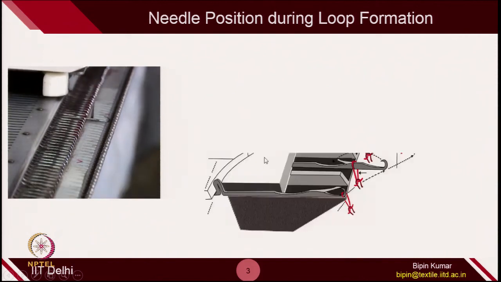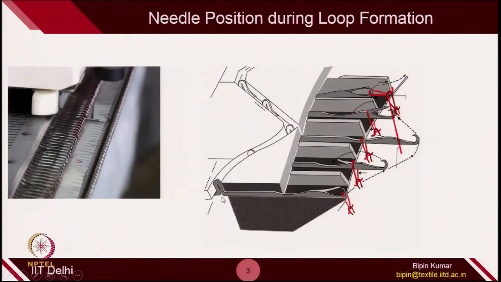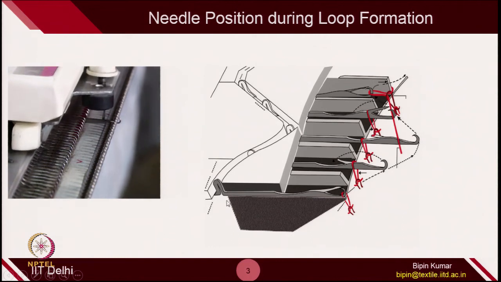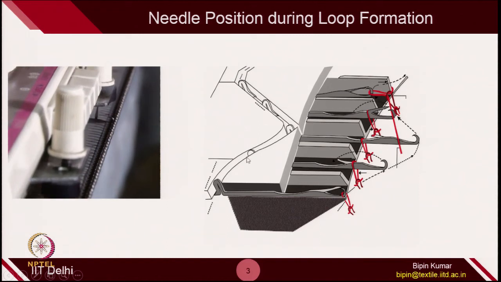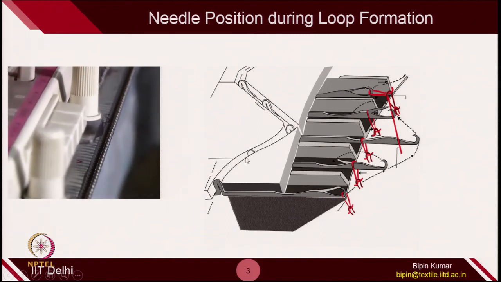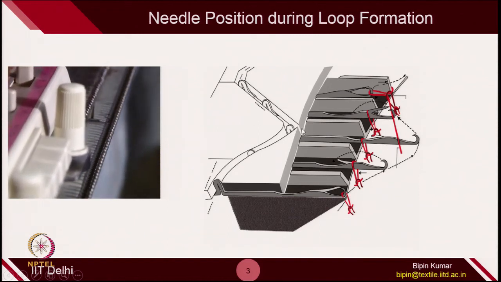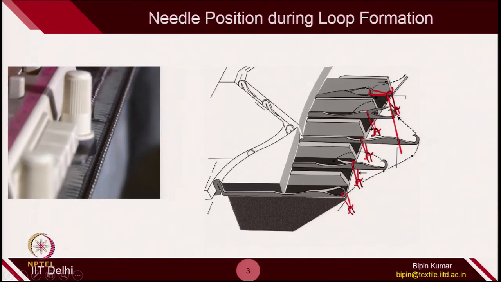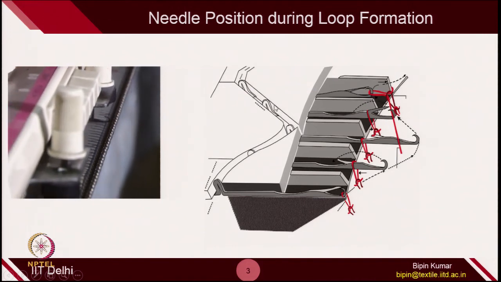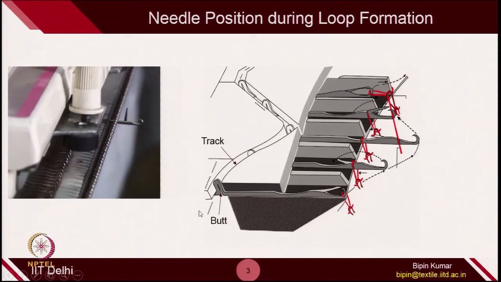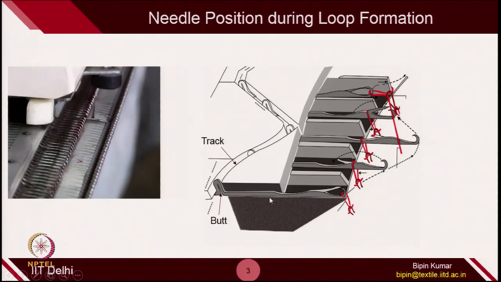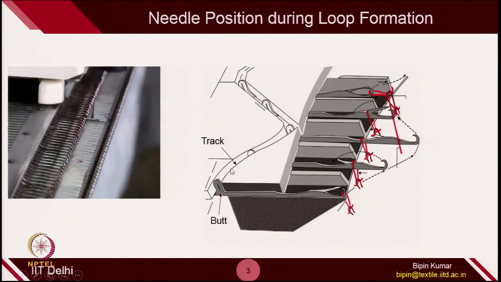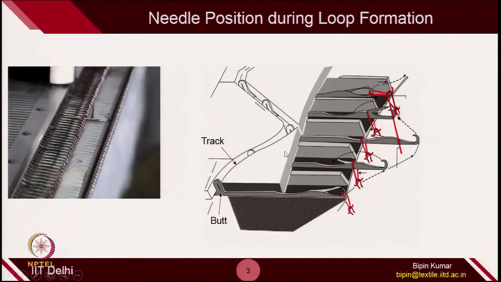This is happening because the butt of the needle is following a path, and this path is created by the cam jacket. So we are going to understand about this path. Some fundamental things: this butt is the part responsible for the reciprocation of the needle, and it is following a track inside the cam jacket.